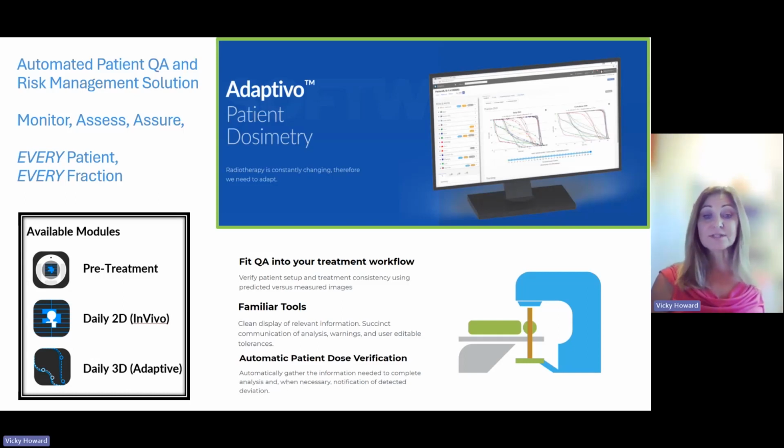Adaptivo provides 3 modules that can fully automate your patient-specific QA, including pre-treatment QA, as well as daily 2D in vivo QA, and we also offer a daily 3D adaptive module, which can be used in certain cases. Today, I will provide a high-level overview of the different algorithms implemented in each module of Adaptivo, along with industry data that emphasizes the importance of in vivo EPID QA practices becoming a standard part of every patient's treatment journey. Additionally, I will review clinical examples for both our 2D in vivo module and our 3D adaptive module.